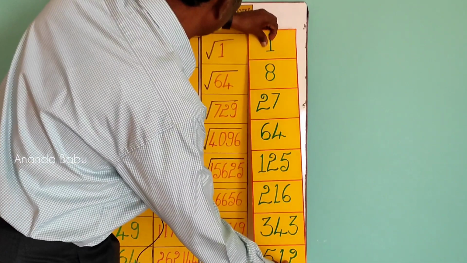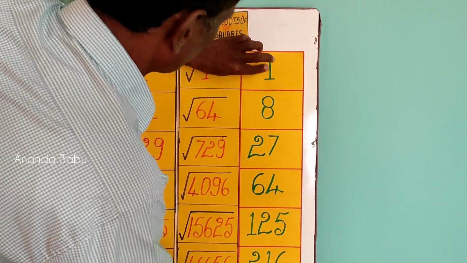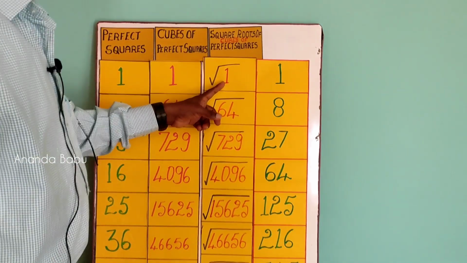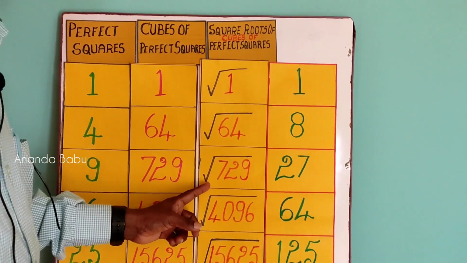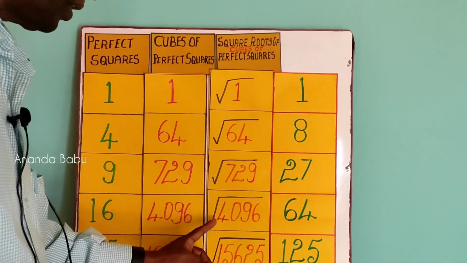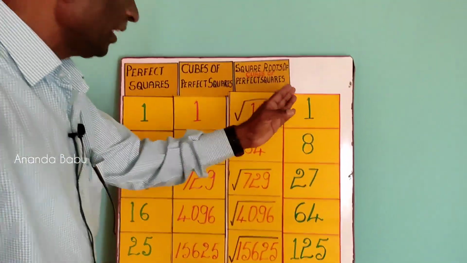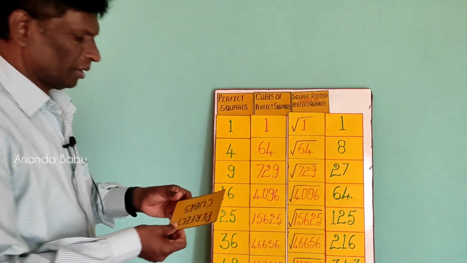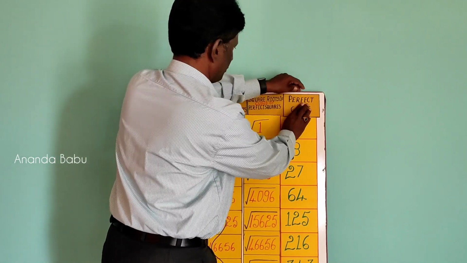See this one. Square root of 1 is 1, square root of 64 is 8, square root of 729 is 27, square root of 4096 is 64, so on. These are perfect cubes. We will get perfect cubes.